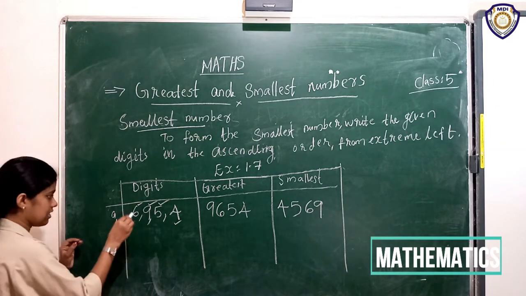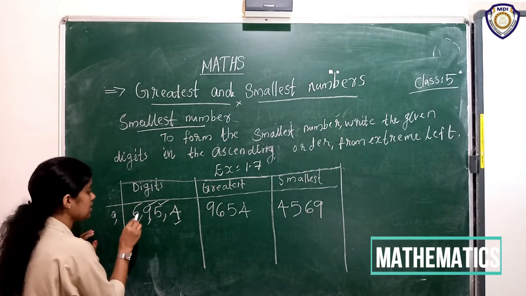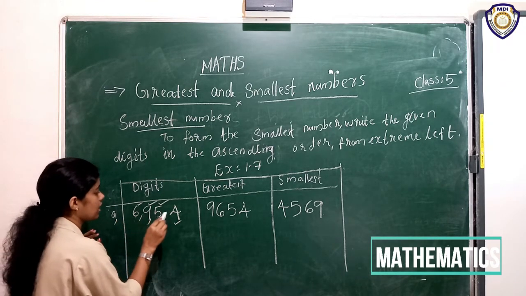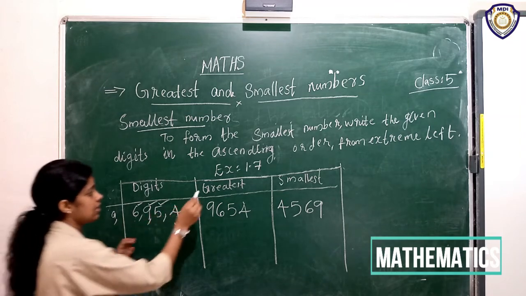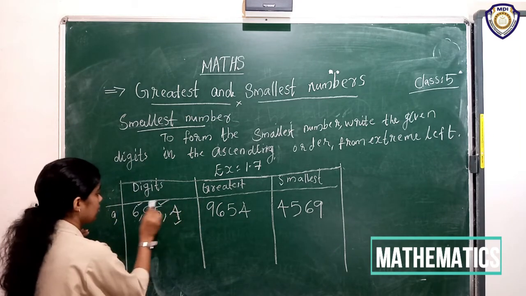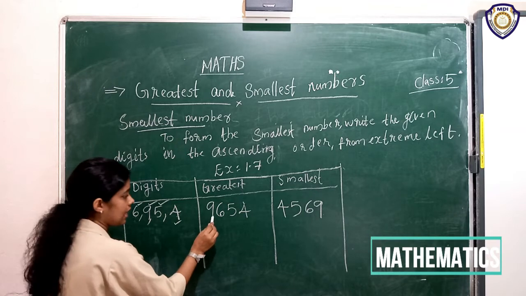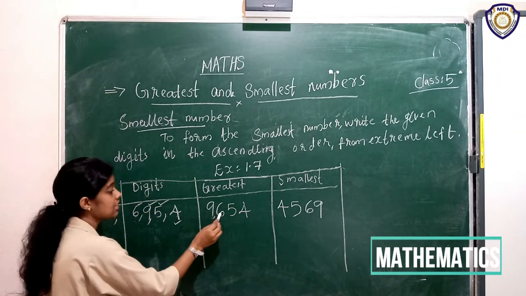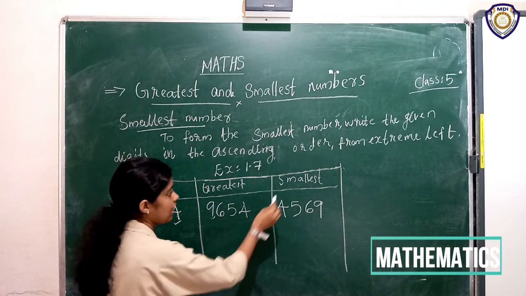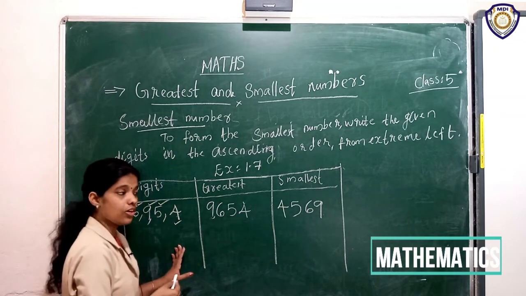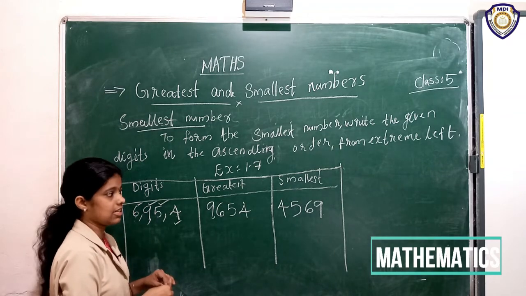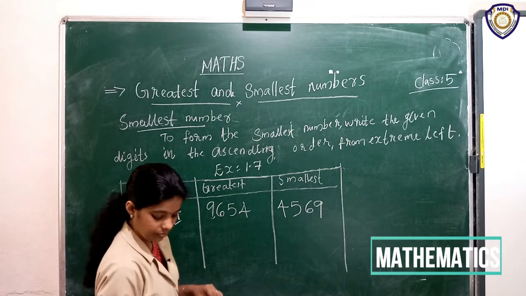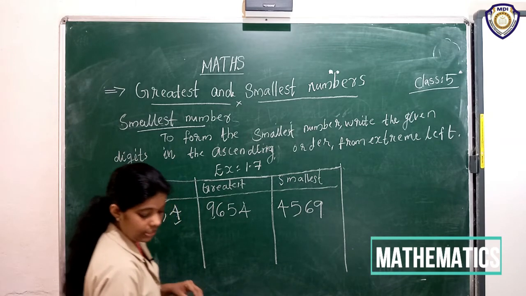Okay, listen here. 6, 9, 5 and 4 are the numbers. The greatest number, we get the answer 9654. And the smallest number is 4569. Okay. Next one, B.